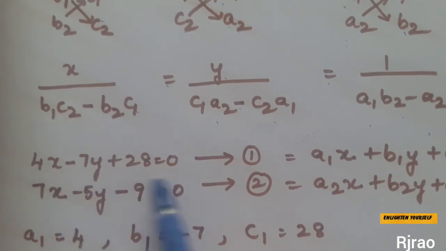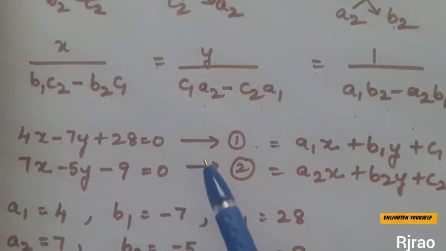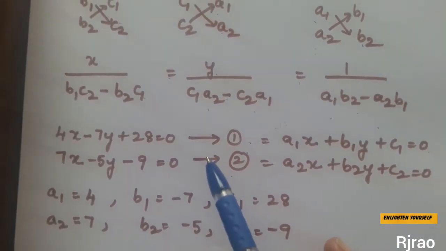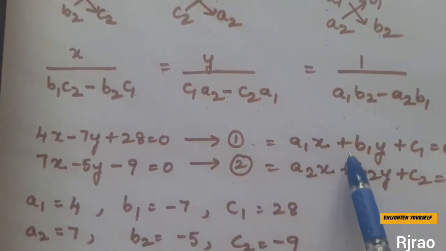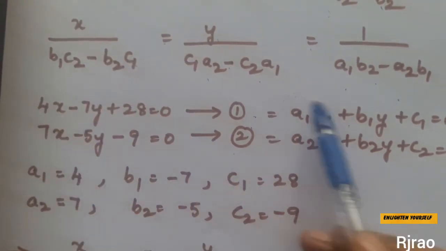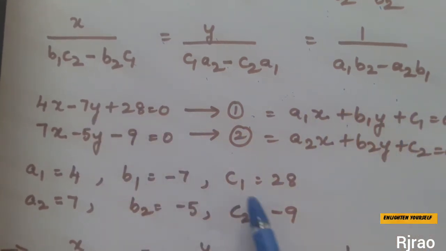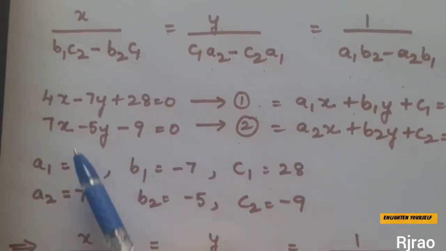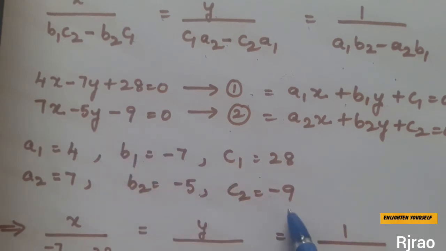Now the first equation I have taken here, and the second equation. You can see both the equations here, along with their general form. So we can write a1 is equal to 4 and b1 is minus 7 and c1 is 28. Similarly, a2 is 7, b2 is minus 5 and c2 is minus 9.